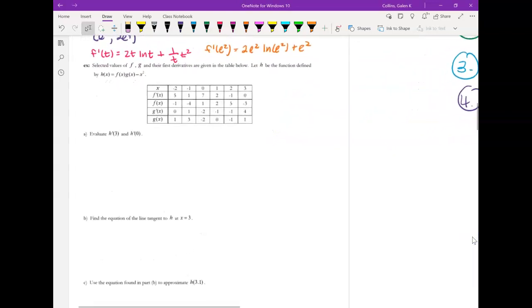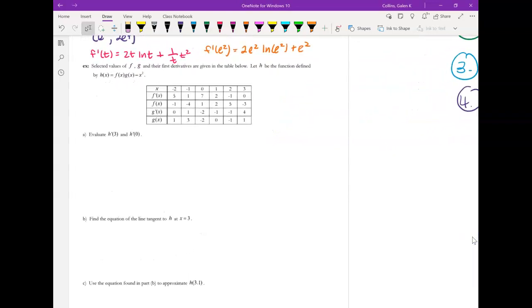All right, the next example is a table problem, and we're given selected values of f and g and their first derivatives in the table. We are told that h is the function defined by h of x is f of x times g of x minus x squared. All right, our first task, evaluate h prime of 3 and h prime of 0.